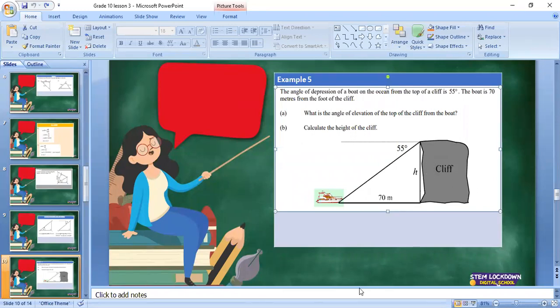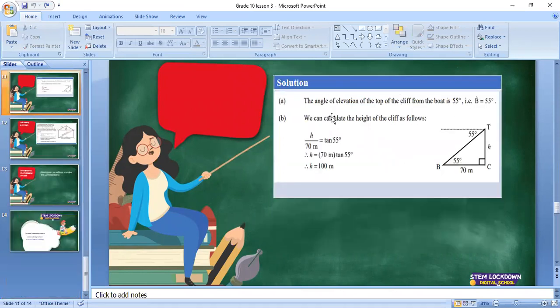Okay, so let's see how that looks quickly. The angle of elevation of the top of the cliff from the boat is 55 degrees. So we can calculate the height of the cliff as follows. This is h, this is 55 degrees, and this is 55 degrees as well. This is our opposite, this is adjacent, this is our hypotenuse. So tan 55 degrees equals opposite h over adjacent 70, then we cross multiply. So h equals 70 times tan 55, and that will give you 100 meters.